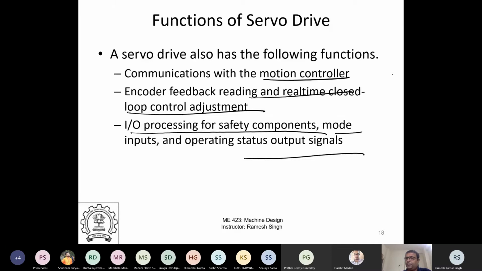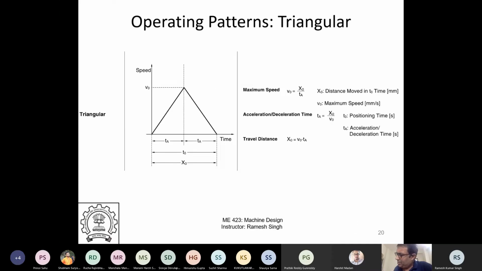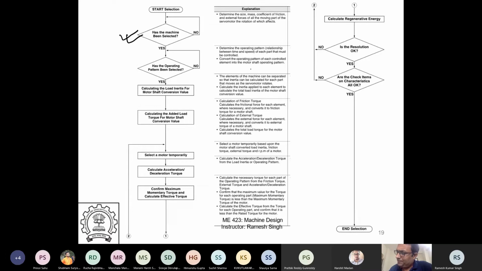Okay. So if you want to select the right motor for your task, I just go through a flow chart. The first thing is, has the machine been selected? What kind of machine do you have to use? And then, what is the operating pattern? How do you want to operate that machine?